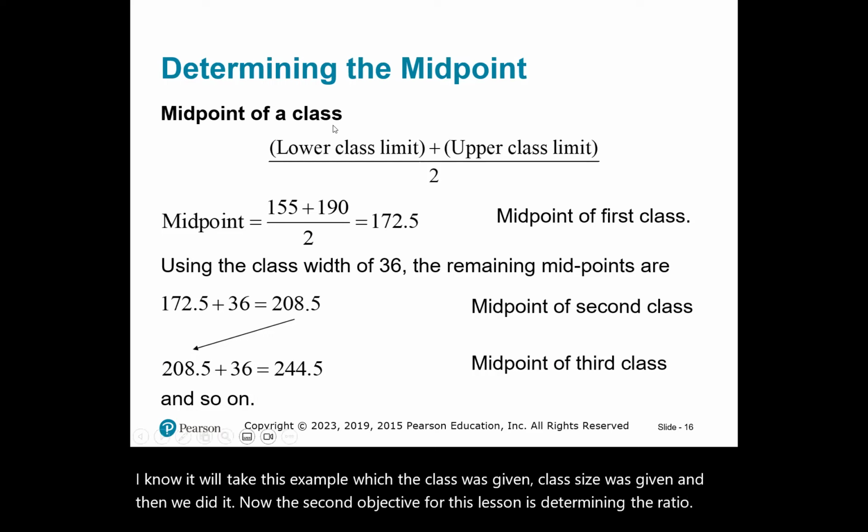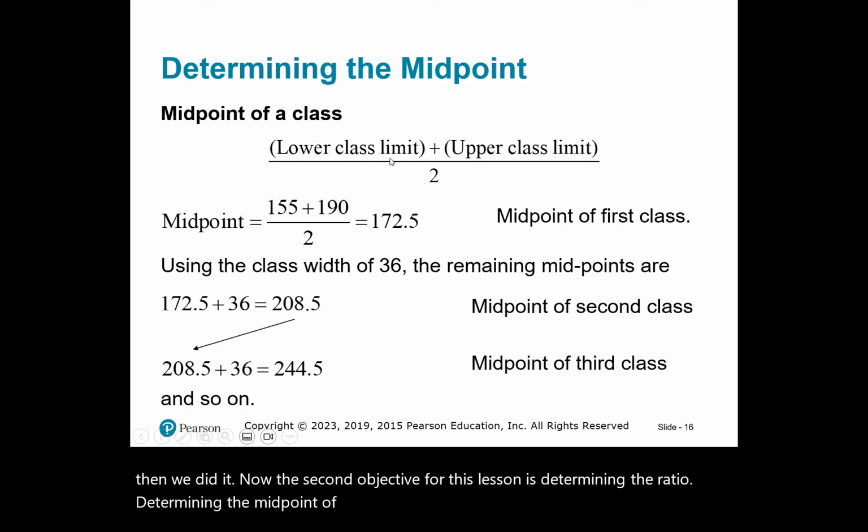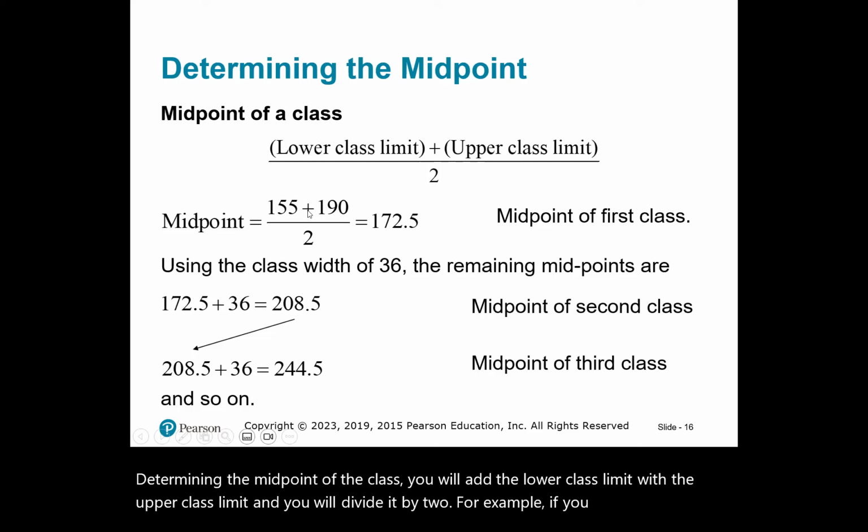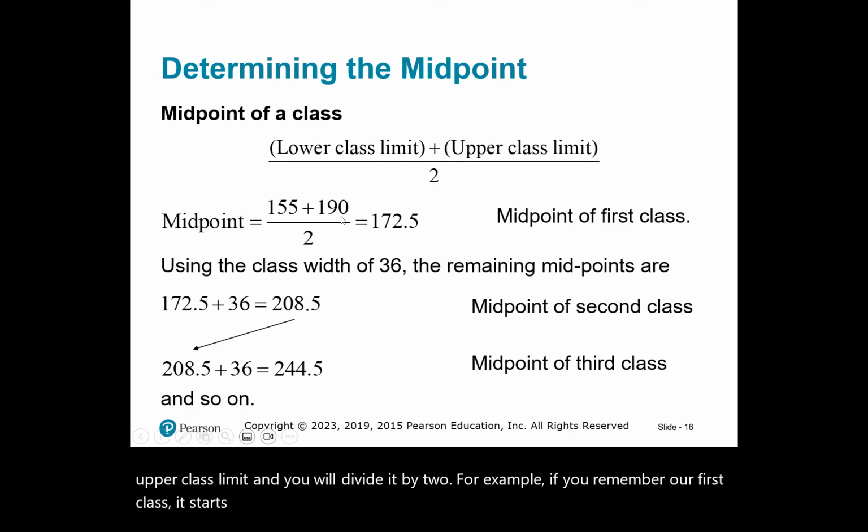Determining the midpoint of a class. You add the lower class limit to the upper class limit, and you divide it by 2. For example, if you remember our first class, it starts with 155 and it ends in 190. You add these two numbers and divide them by 2, and this number becomes the midpoint of the first class.